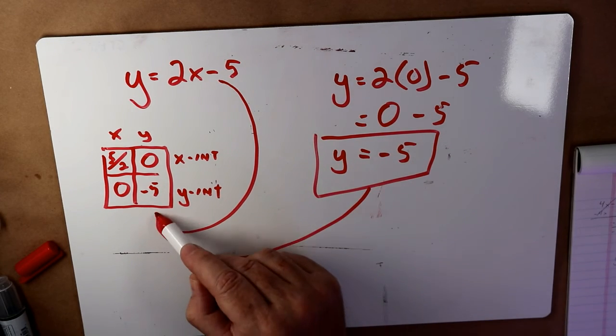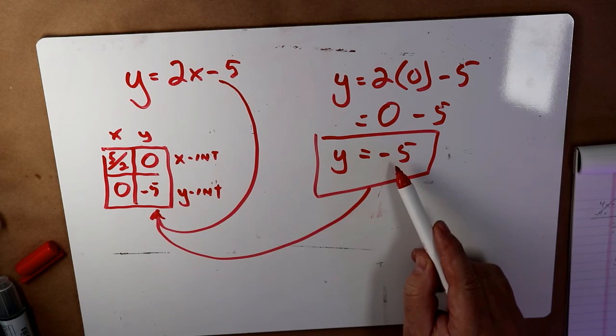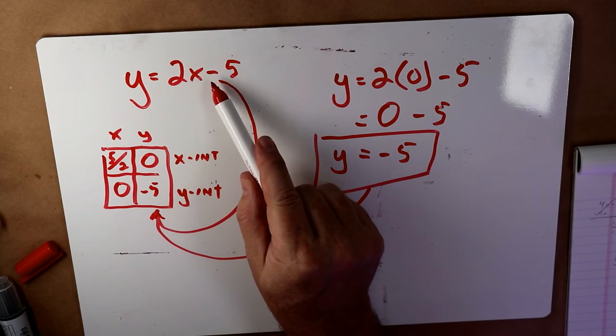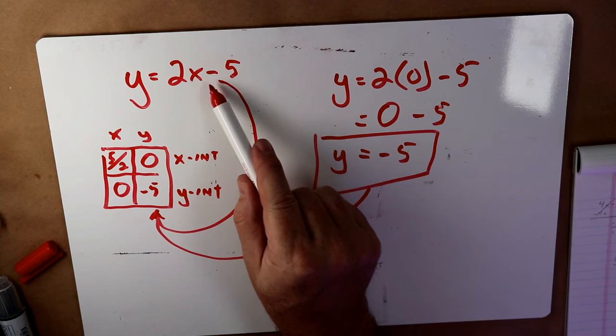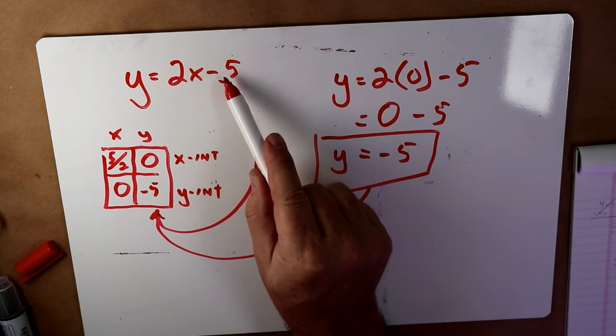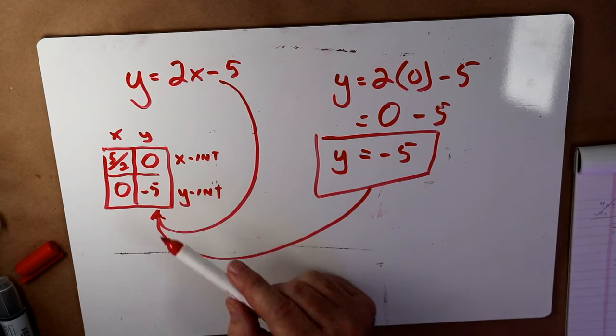When you're looking at y equals mx plus b, whatever is after the first term, whether it's negative or positive, you would take whatever's there and just bring it down for your y-intercept.